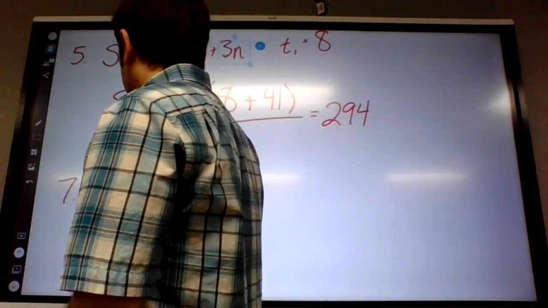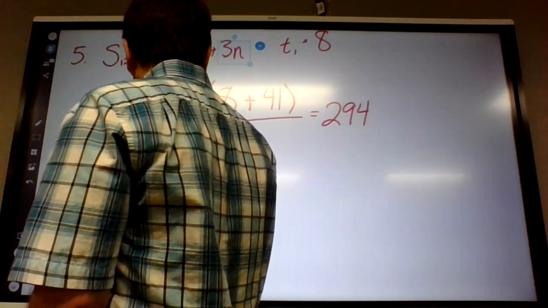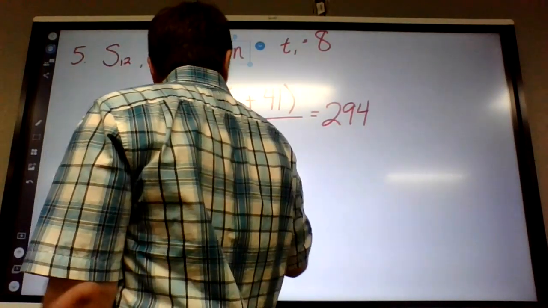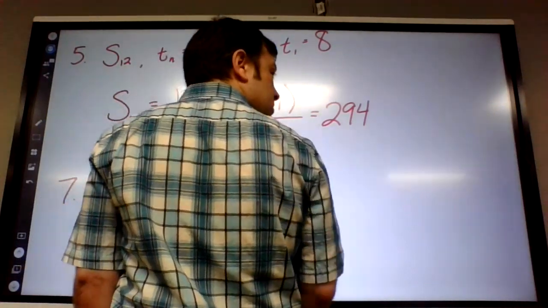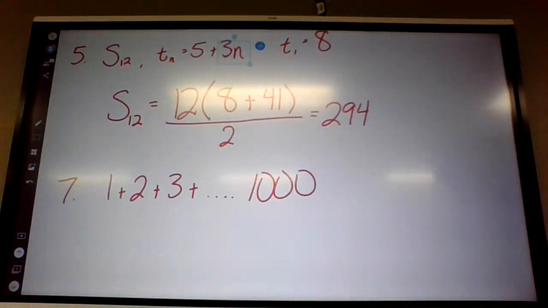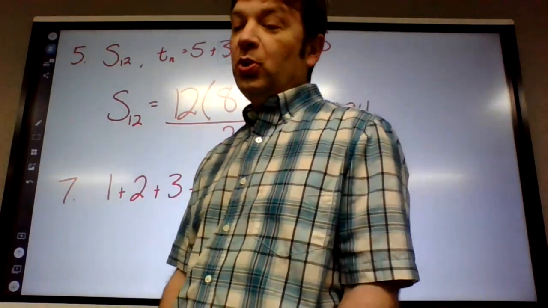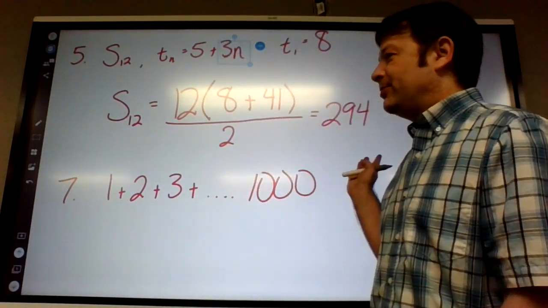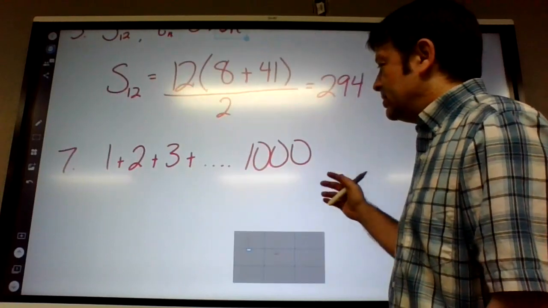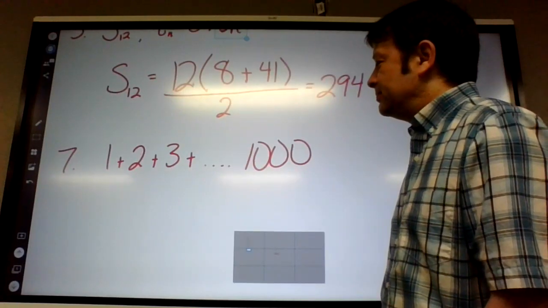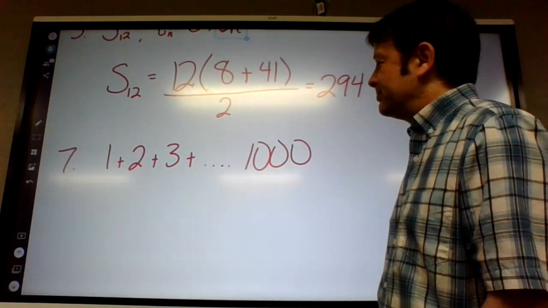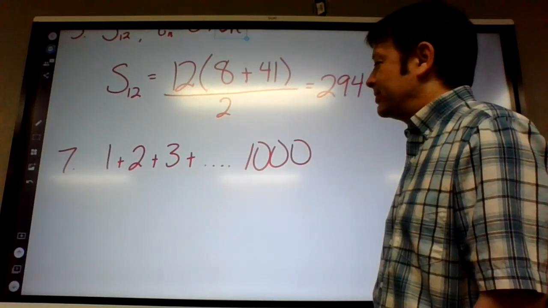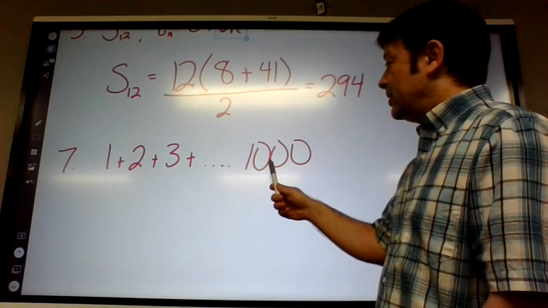Well, maybe I could explain it on this one. Dot, dot, dot, dot. Okay, so they don't tell us the number of terms to add up, so that means they want us to add them all together, basically. Maybe I could explain why this formula works on this one.